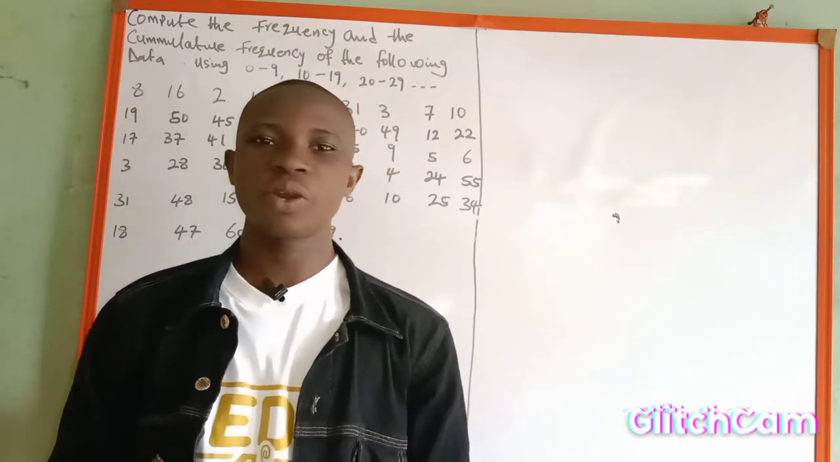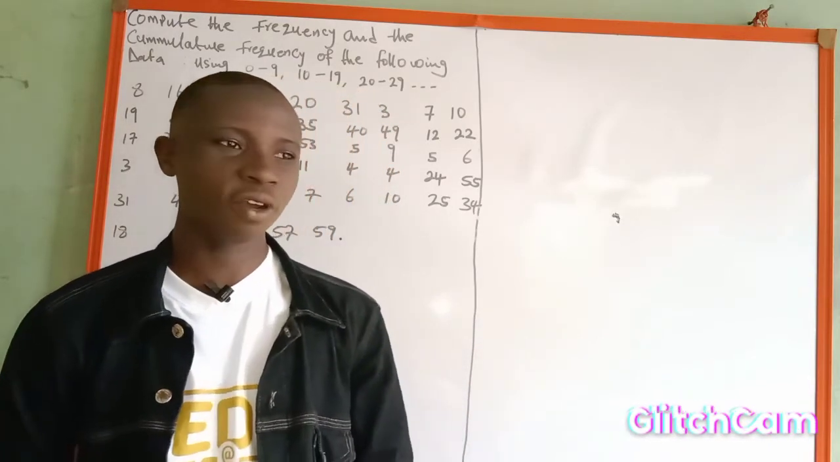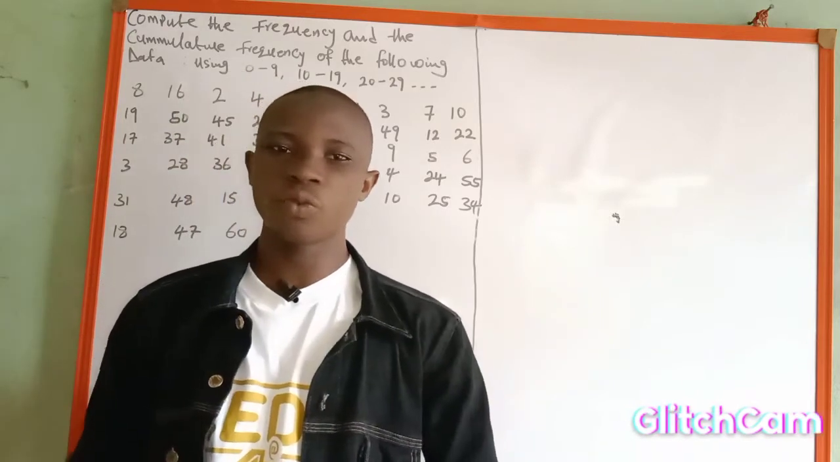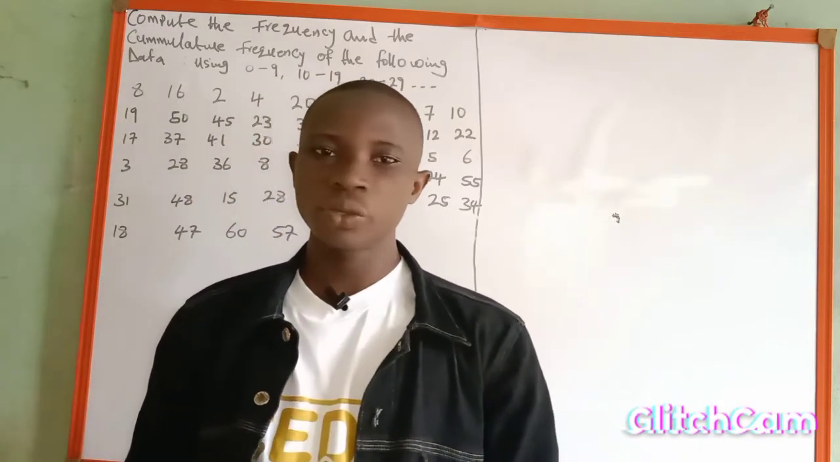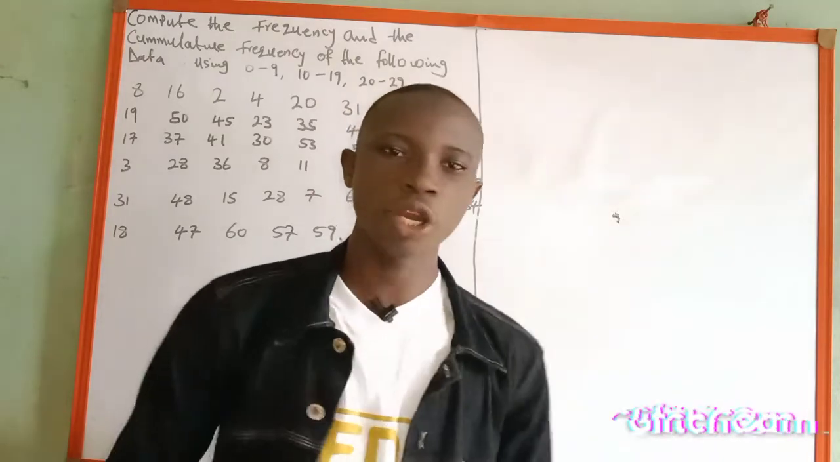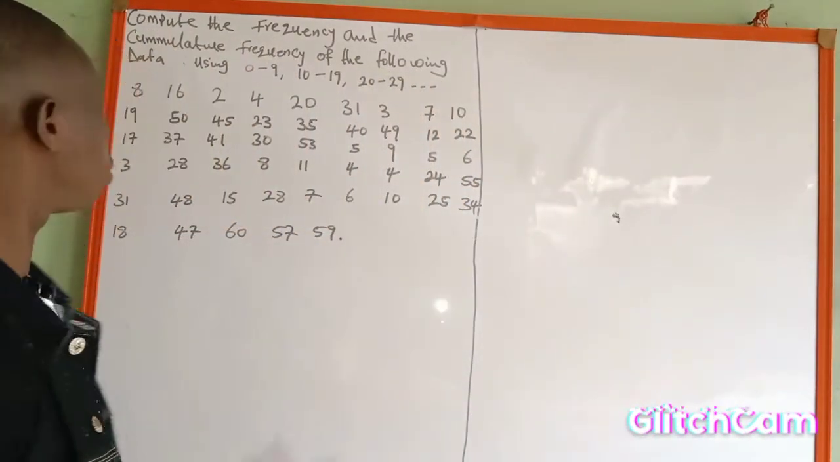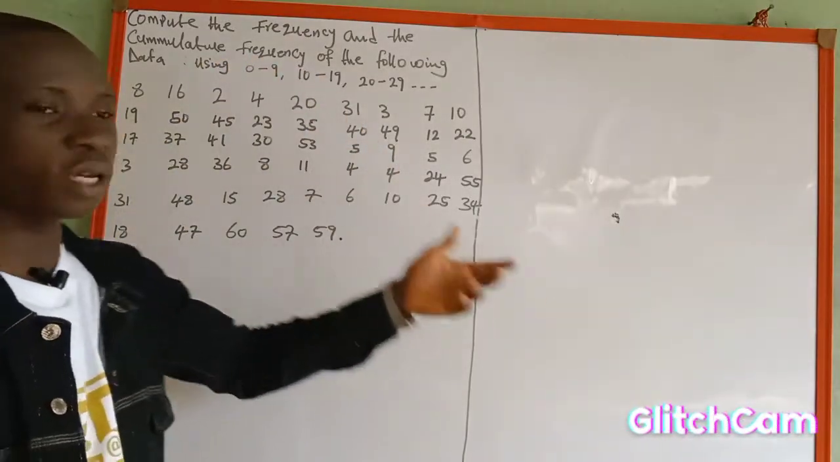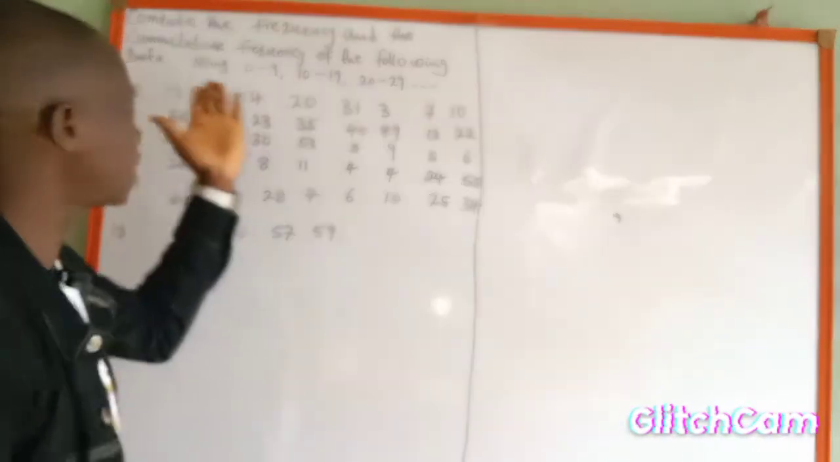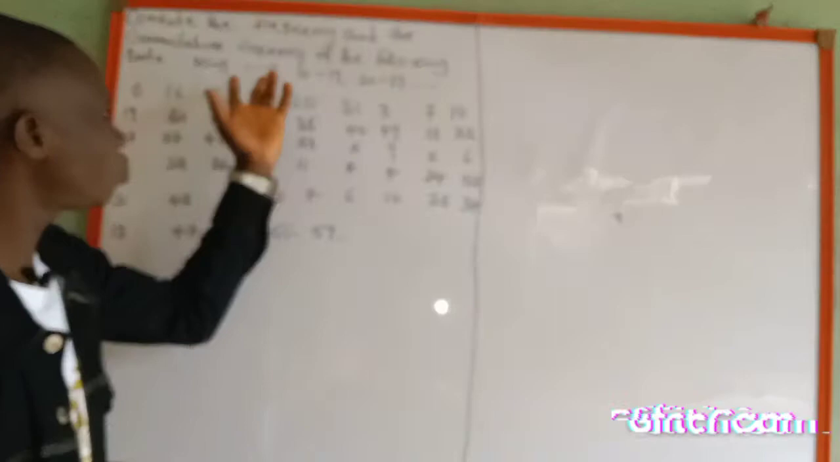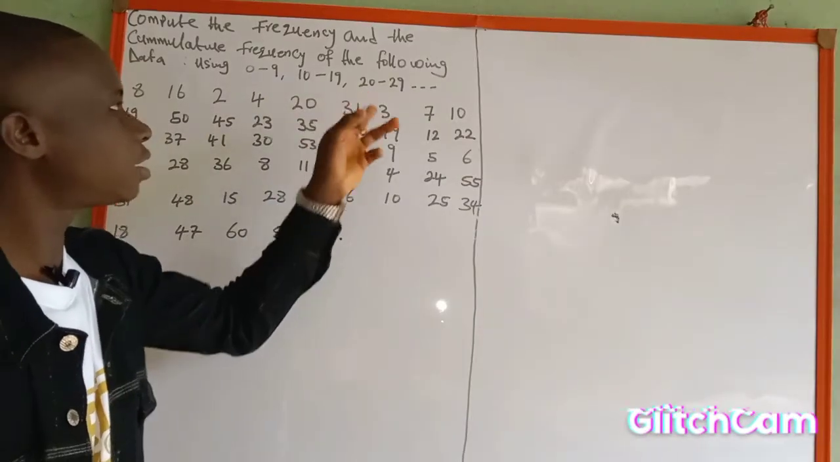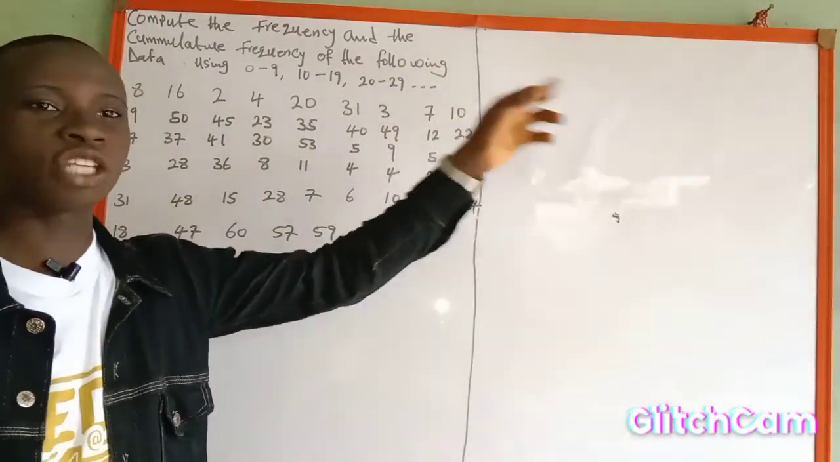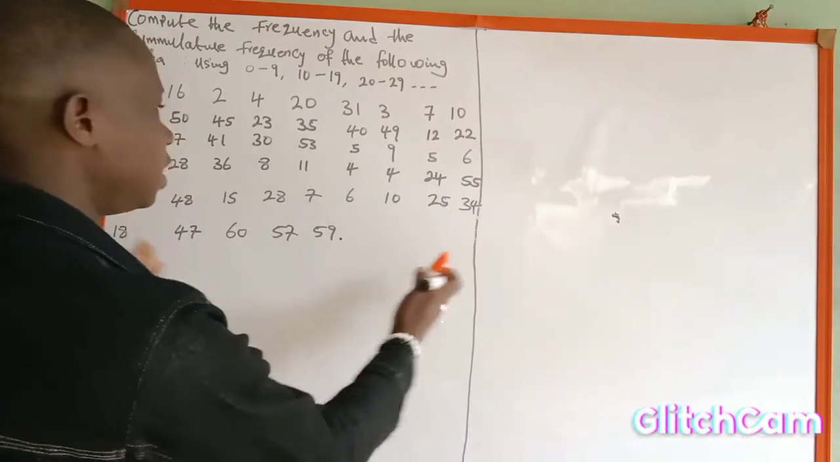In today's tutorial, I'll teach you how to find a frequency and the cumulative frequency of a data. So let us look at the question on the board. The question says we should compute the frequency and the cumulative frequency of the following data using the interval of 0 to 9, 10 to 19, 20 to 29, and so on. So here are the data.